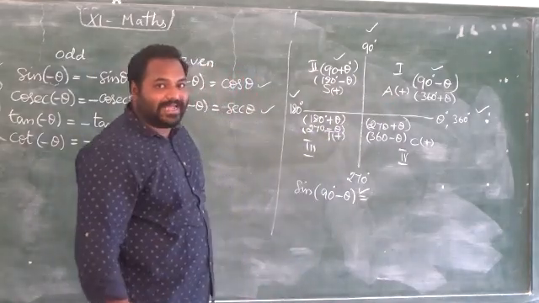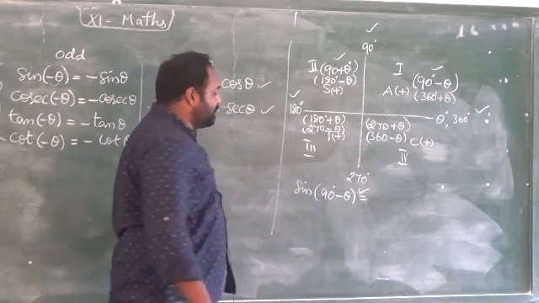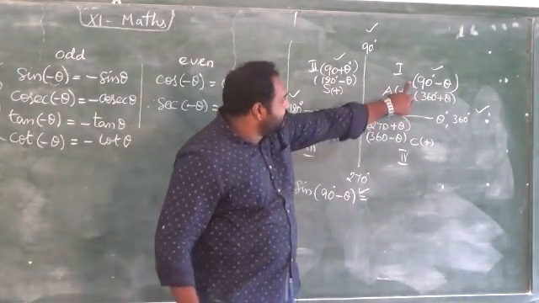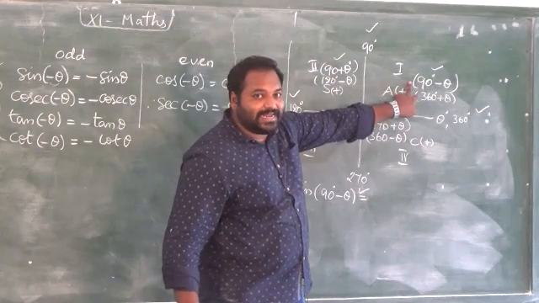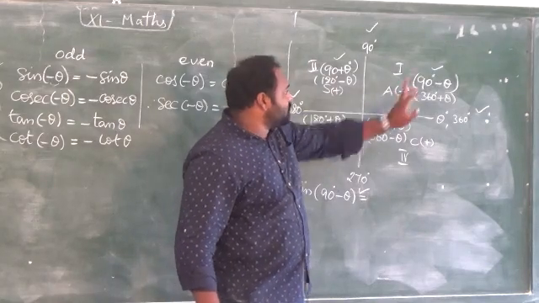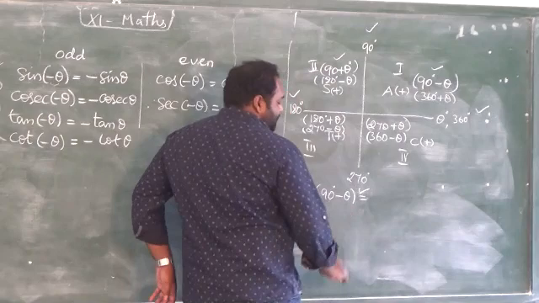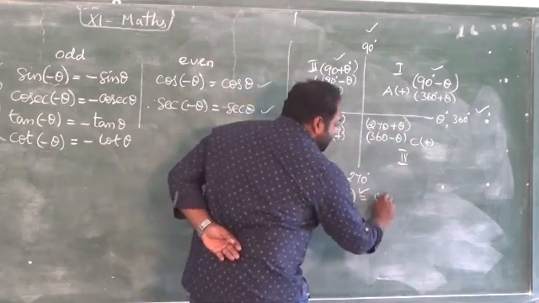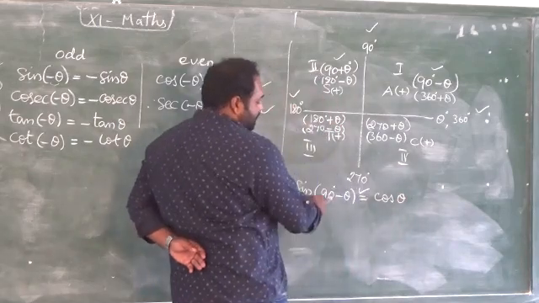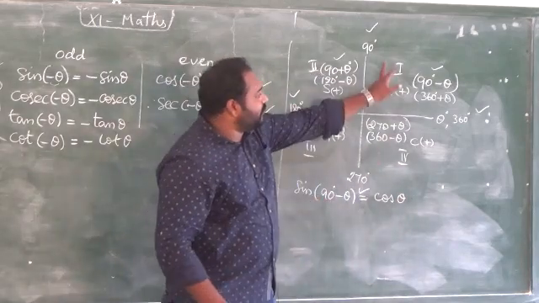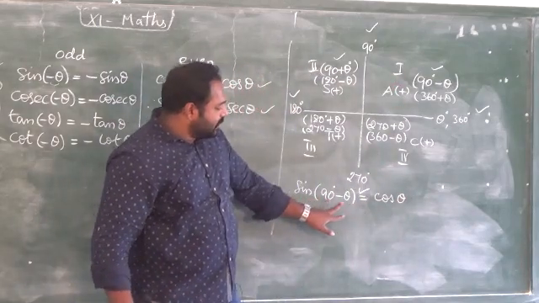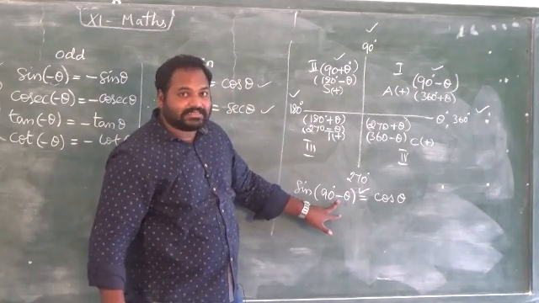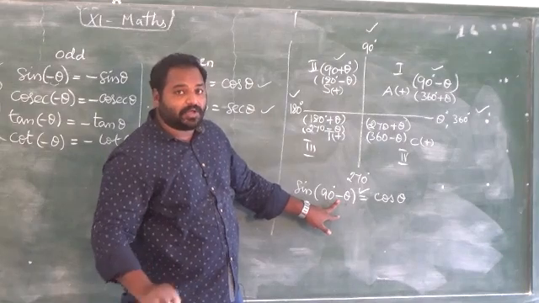How will you find out the answer for 90 minus theta? Sine 90 minus theta occurs in the first quadrant. So sine 90 minus theta will be cos theta. The rotation of 90 degrees, one rotation, is over, so we have to remove this 90 and only write the theta value. You don't need to bother about the plus or minus symbol.